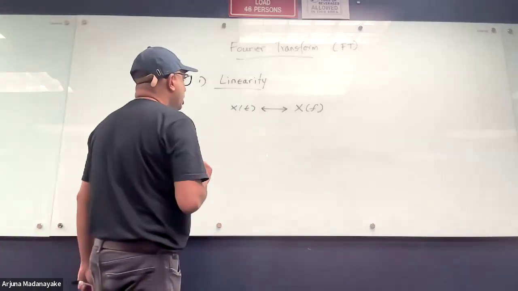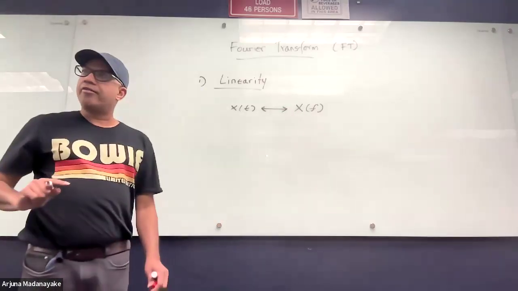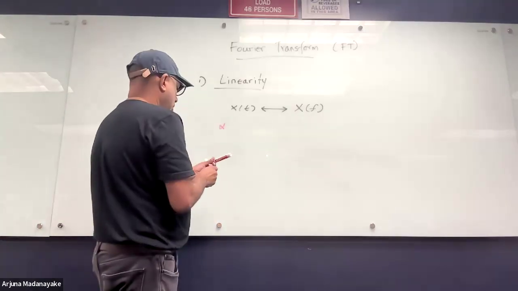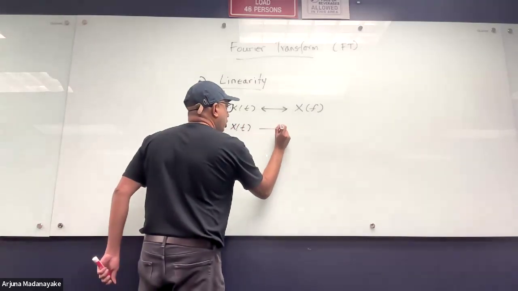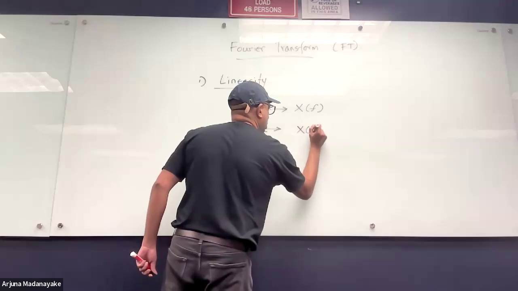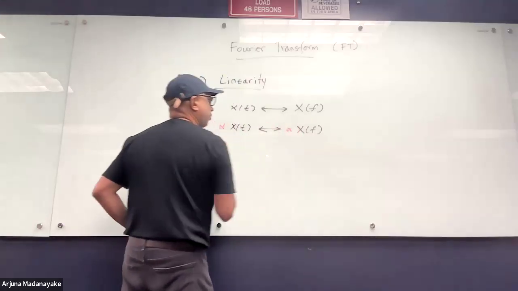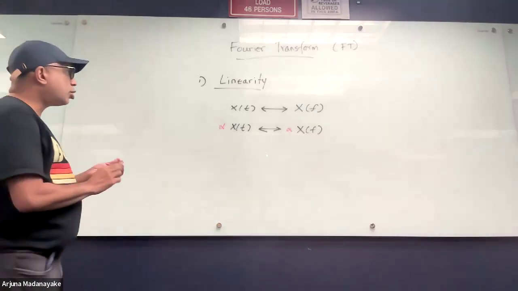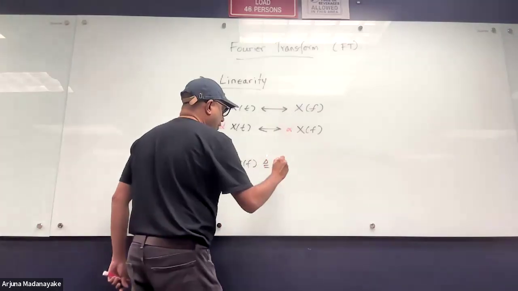So the linearity property basically says that if x of t has a Fourier transform X of f, and I scale x of t by a constant alpha, then the corresponding Fourier transform is simply alpha times X of f. The other one is similarly scaled. So it's easy to prove, right? We can start by the definition.